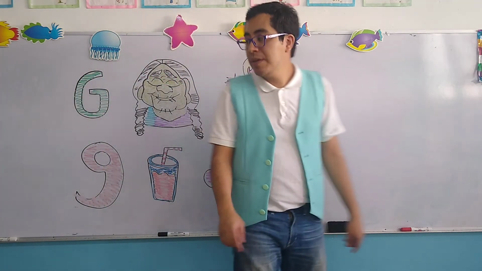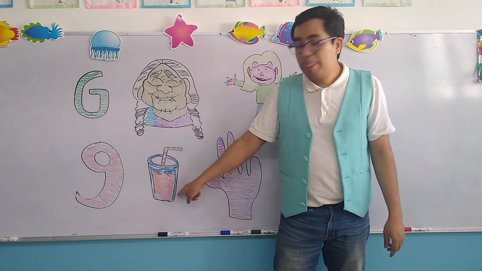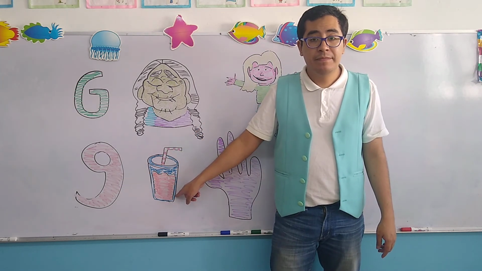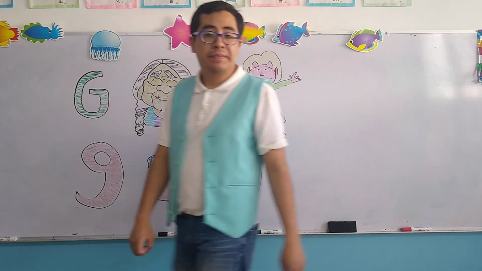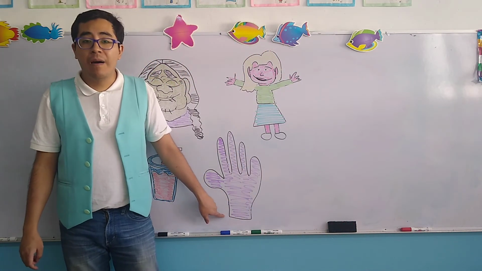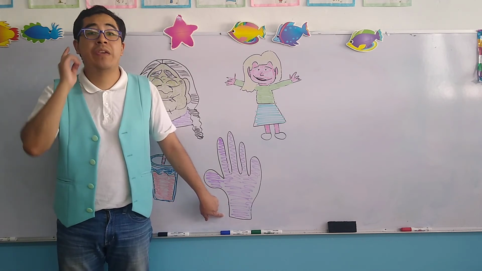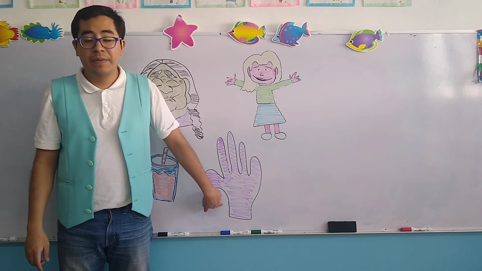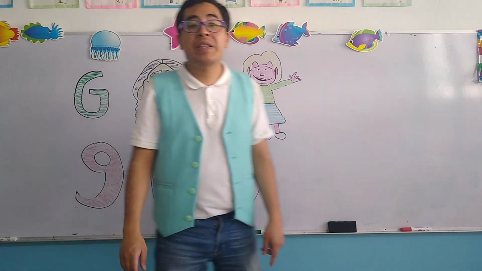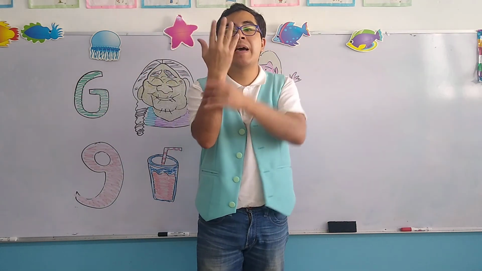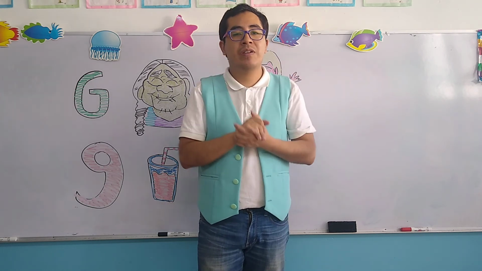Okay, very good. Small g, glass. Small g, glove. Okay, one more time. Remember, louder so I can hear you. Glove. Okay, very good. Remember, the glove, it's an object that we put inside our hand. Okay, es un objeto que ponemos dentro de nuestra mano.